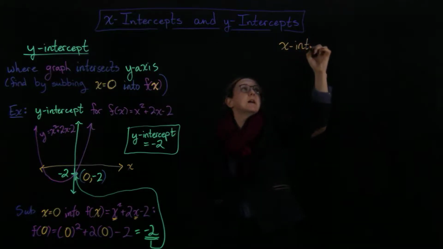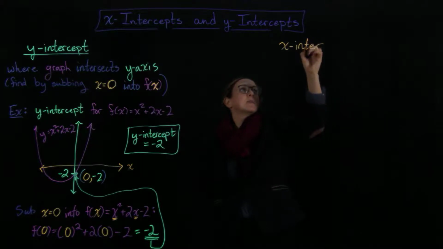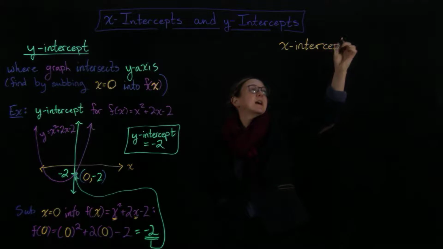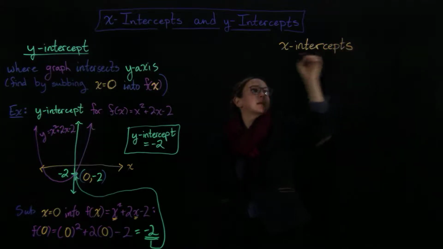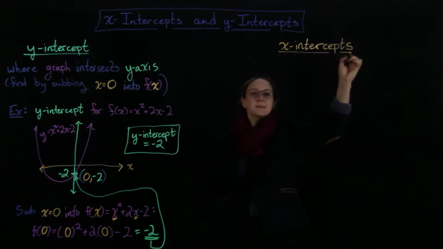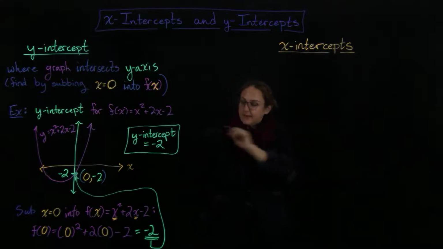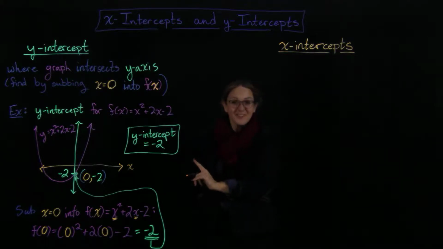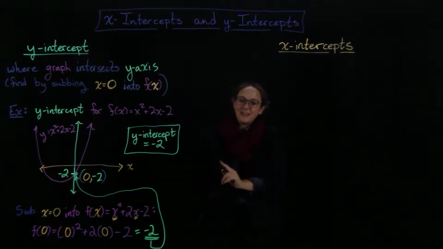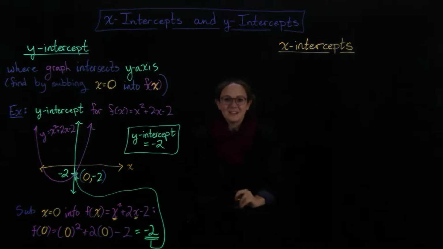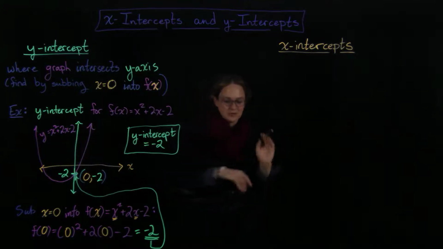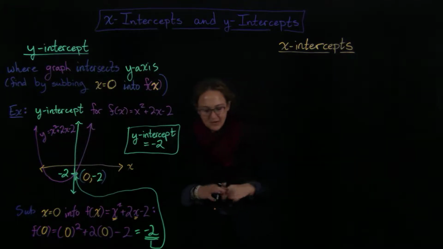And this is not a mistake that when I'm talking about x-intercepts, I actually have an s there, because often there's more than one of these. Unlike your y-intercept, you're only going to have one, as long as your function is a function, just by the vertical line test. You can't cross this axis twice and still be a function. Okay, so this is where the graph intersects.